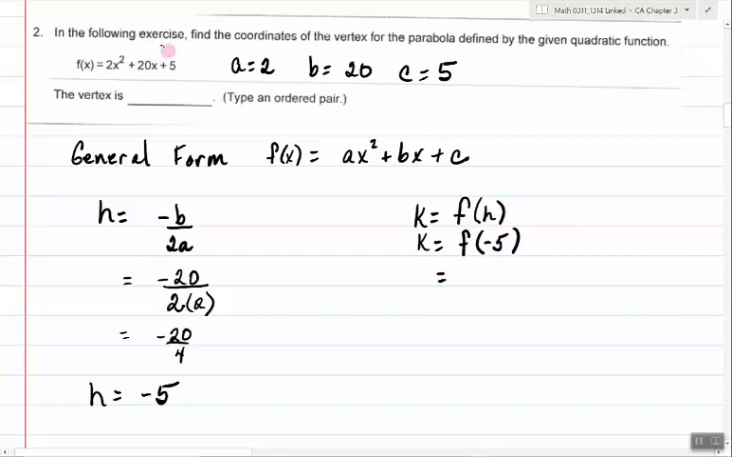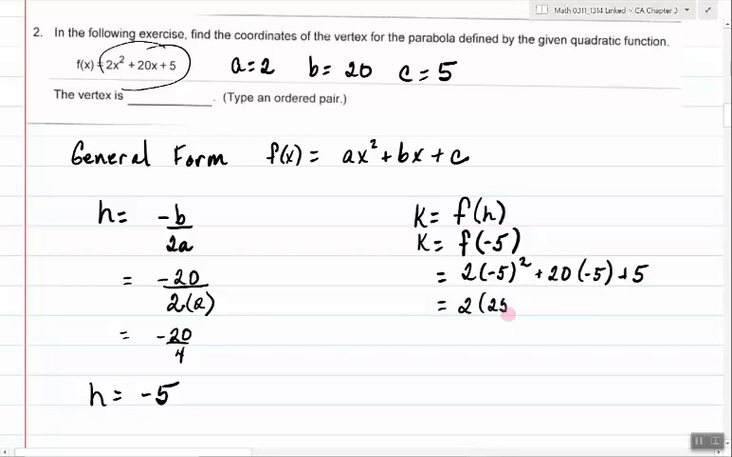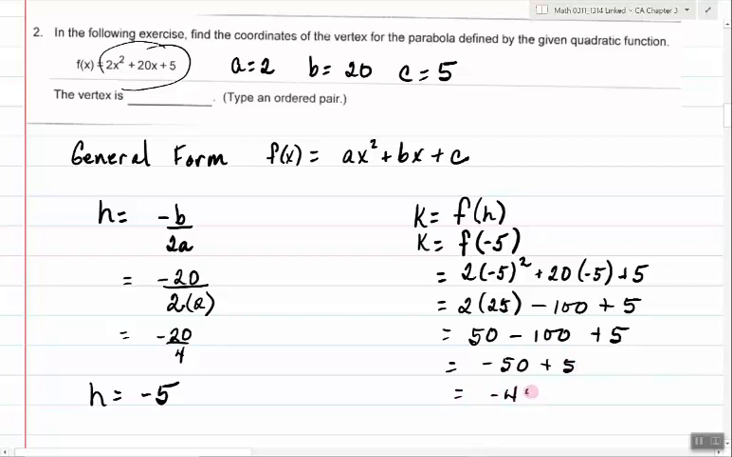Well, what's f? It's the actual function. So it's 2 times negative 5 quantity squared plus 20 times negative 5 plus 5. That is 2 times 25. Order of operations says do your exponents first. Positive 20 times negative 5 is negative 100 plus 5. That's 50 minus 100 plus 5. That gives me negative 50 plus 5, which is negative 45.